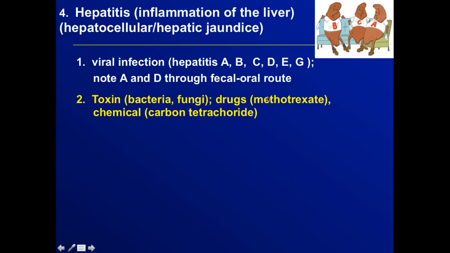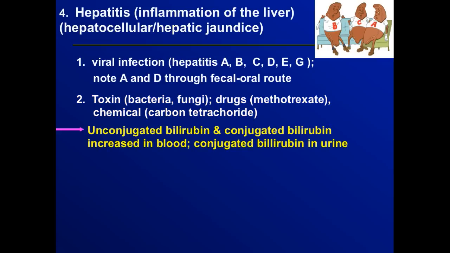Okay, it's due to viral infection, yeah? And it can also be due to toxins, it can be due to drugs, okay? Because your liver cells get inflamed as a result of the infection or as a result of the toxin, yeah? And what will happen is that when you just imagine all the liver cells get inflamed, two most important functions of the liver in trying to get rid of the bilirubin will be affected.